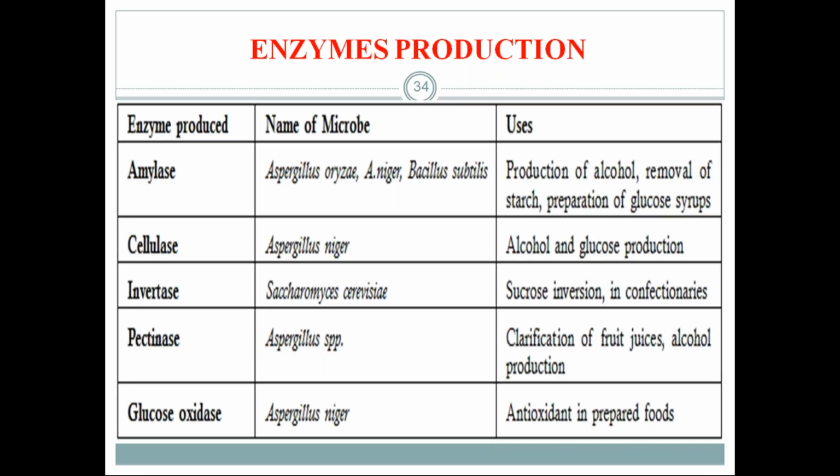Now the invertase is used for sucrose inversion and in confectioneries, and produced by Saccharomyces cerevisiae. Pectinase enzyme is produced by Aspergillus species and used for the clarification of fruit juices and alcohol production. Glucose oxidase is used as an antioxidant in prepared foods and produced by Aspergillus niger. Note down this if you want.